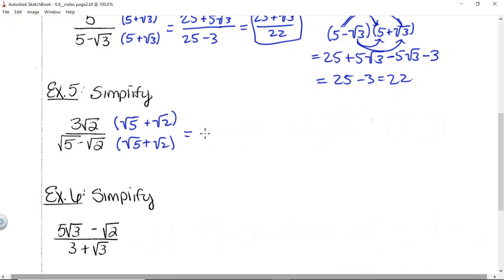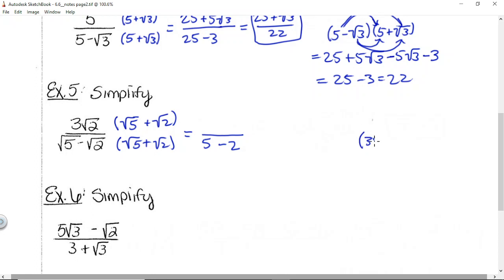Okay, so do the denominator first. It doesn't really matter. We've got to do them both. The square root of 5 times the square root of 5 is 5. Negative square root of 2 times the square root of 2 is negative 2. We ignore the middle term. Isn't that fun to just ignore it? Because you know you usually cannot do that.